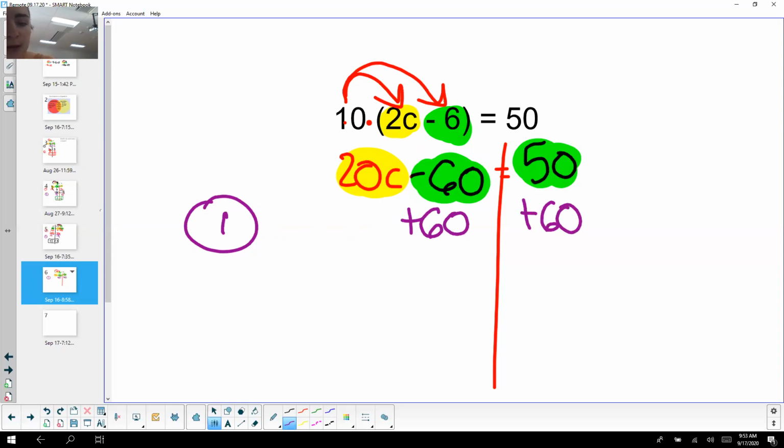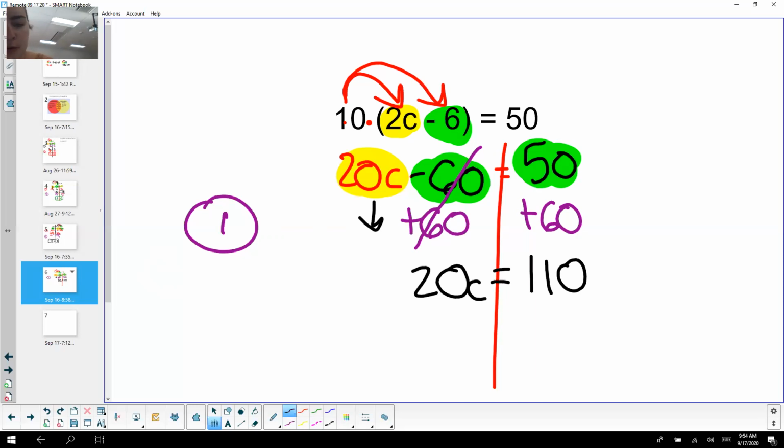The reason I'm doing that is because I want to get c by itself eventually, but I can't do that until I get all the constants on one side and all the variable terms on the other side. So that's going to cancel. I'm going to bring down my variable terms. So 20c equals 50 plus 60, which is going to give us 110.